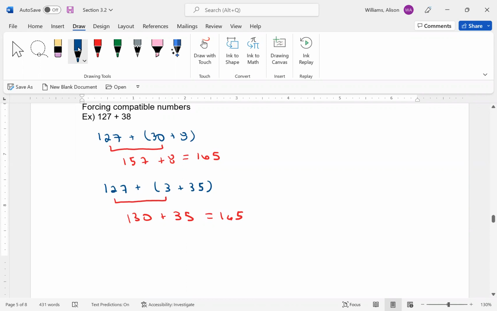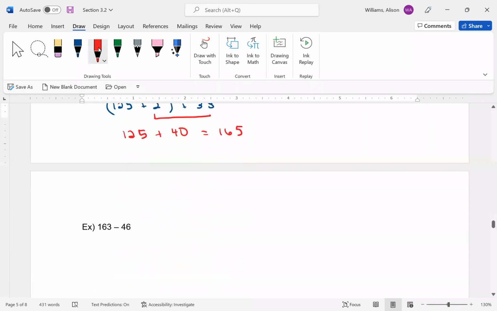I could do it that way and try to get a nice number. Like I could break up the 127 as 125 and 2. And what's nice about that is the 2 and the 38 give me a multiple of 10. So 2 and 38 are going to give me 40. And then 40 and 125 is 165. So there, that's a way to do it in your head. You break up that number and then use it to work it out a little bit nicely.